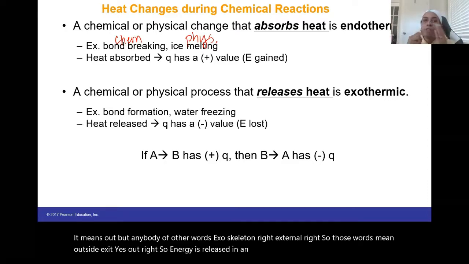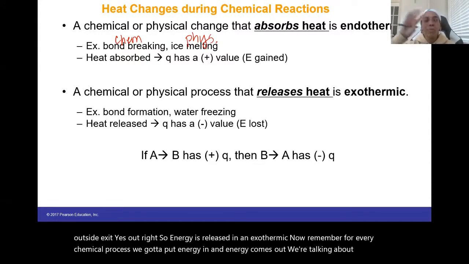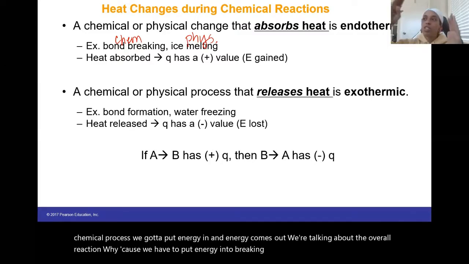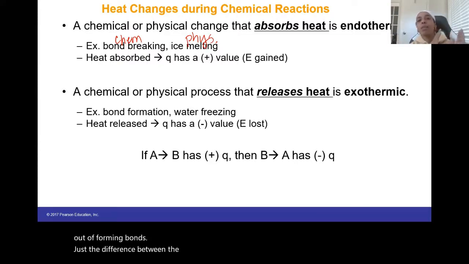Now, remember, for every chemical process, we have to put energy in and energy comes out. We're talking about the overall reaction. Why? Because we have to put energy into breaking the bonds, and energy comes out of forming bonds. Just the difference between the two is either going to be endothermic or exothermic.